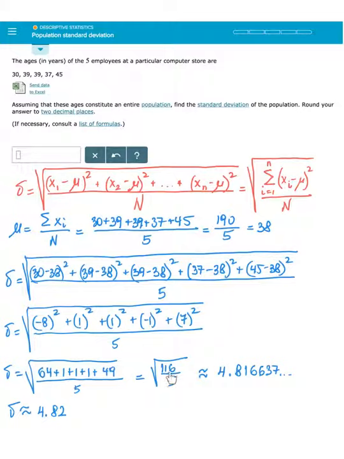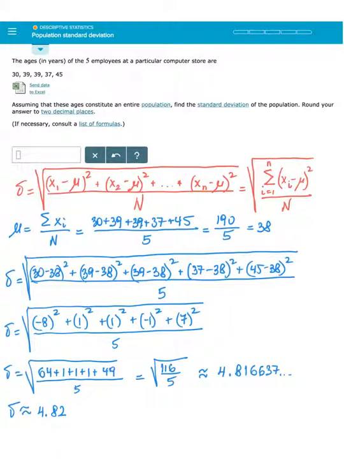The sum is 116 divided by 5, take the square root of that fraction, and you get something like this, 4.816637, and digits continue on. Remember directions to round to 2 decimal places. A 1 will be impacted by 6 and will increase by an extra 1, so my standard deviation is approximately equal to 4 and 82/100ths when rounded to 2 decimal places.